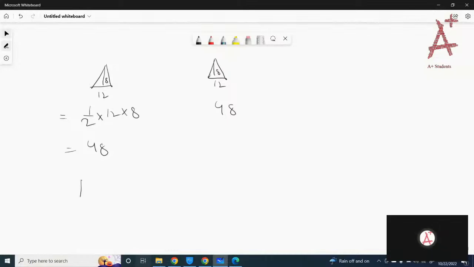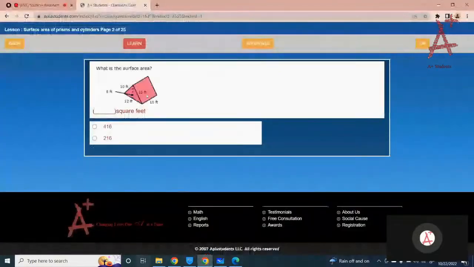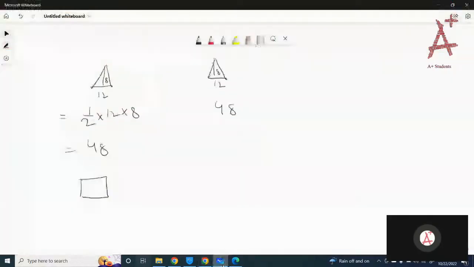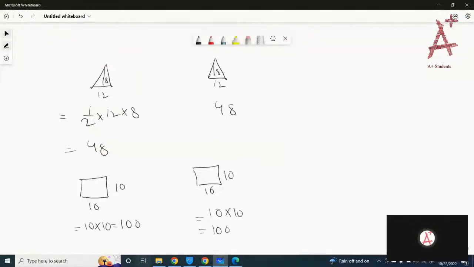Got it? Then you have a side like this. You can see here. This one. Got it? So it has the measurements 10 and 10. So you can find the area, 10 times 10. It would be 100. And the area of the opposite side, here you have 10, here you have 10. So you have to do 10 times 10, so it would be 100. Got it?